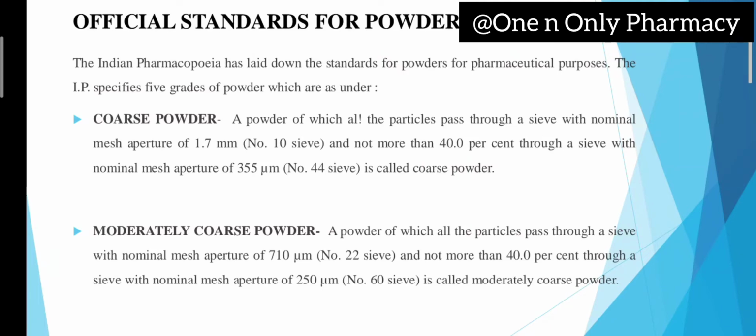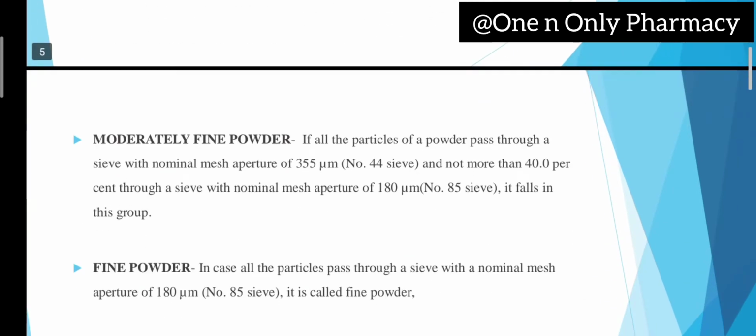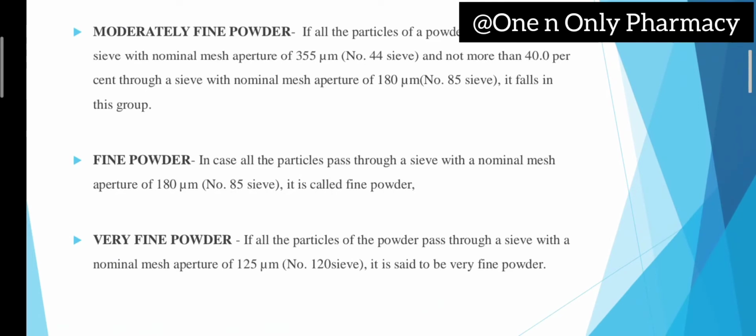And third, let's see the third grade of powder. Moderately fine powder: if all the particles of powder pass through a sieve with a nominal mesh aperture 355 micrometer, that means number 44 sieve, and not more than 40% through a sieve with nominal mesh aperture 180 micrometer, number 85 sieve, it falls in this group. It comes under the moderately fine powder.